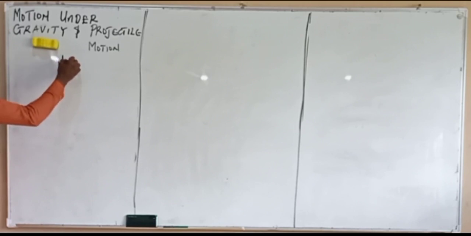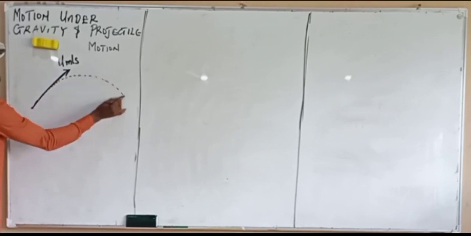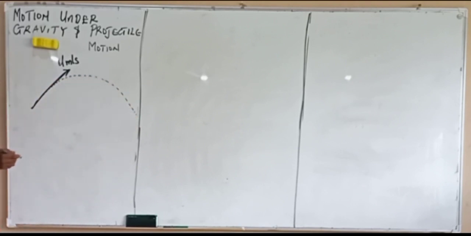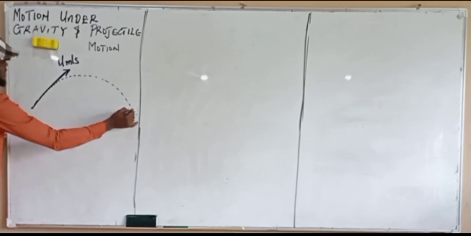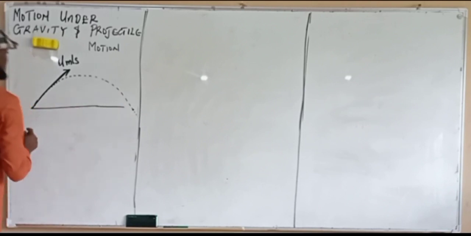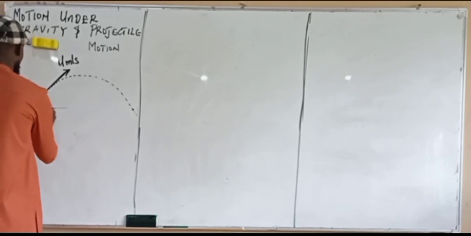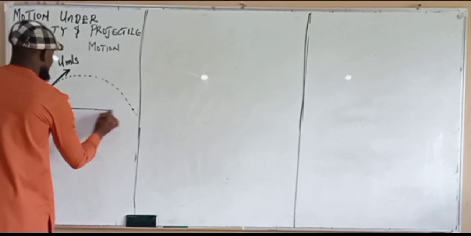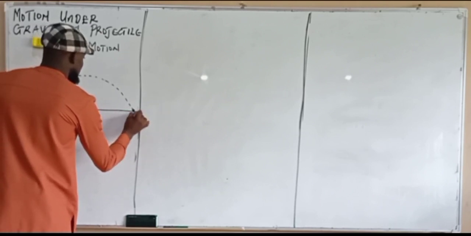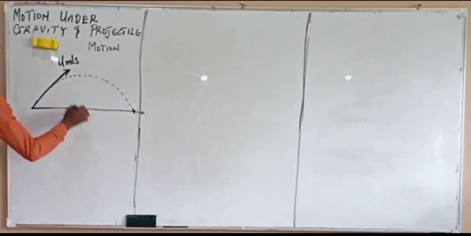Velocity of u meters per second. So if we project this body, it's going to move this way and fall back to the ground. Now the distance between this starting point and this end point is called the range of the motion. That is the horizontal distance, which denotes the range of the motion. This is the x-axis. So from here to here, we call it the range of the motion.